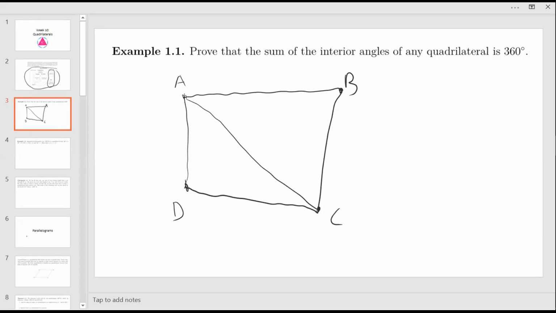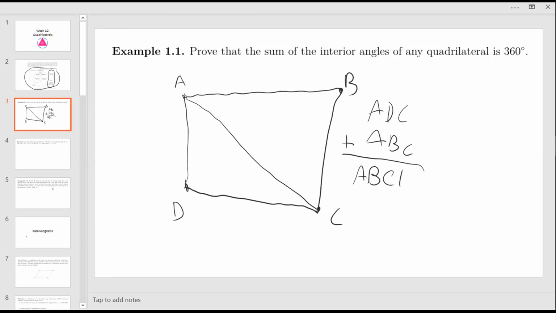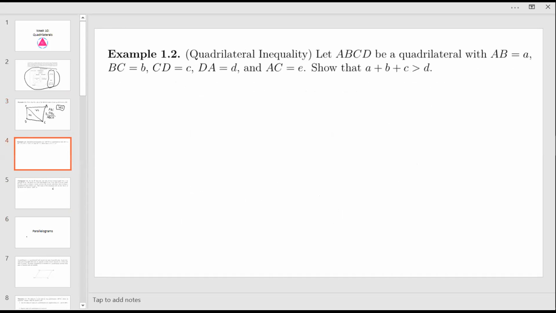So we know that the sum of the interior angles of any triangle is 180 degrees. So we see that if we just sum up all of the interior angles of triangle ADC, then triangle ABC, we get the sum of the total angles of the quadrilateral. So since the sum of these are 180, the sum of the interior angles is just 360. So the key was just to draw the diagonal and notice that it splits the quadrilateral into two triangles.